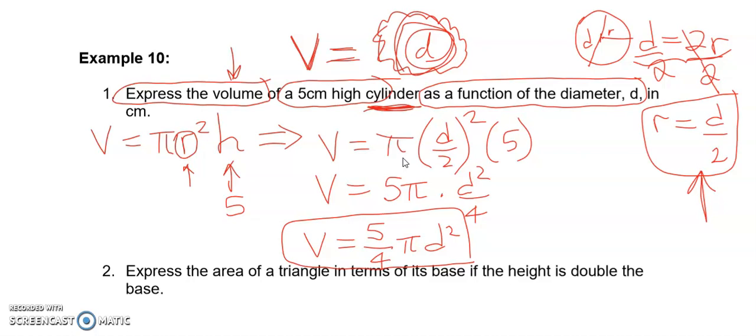This, again, if you read the question carefully, it says express the volume, and that's what we have by itself, the volume, as a function of the diameter D. The only variable over here on the right-hand side of your equation is D. That's it. So we have answered this problem, question number 1 in example 10.